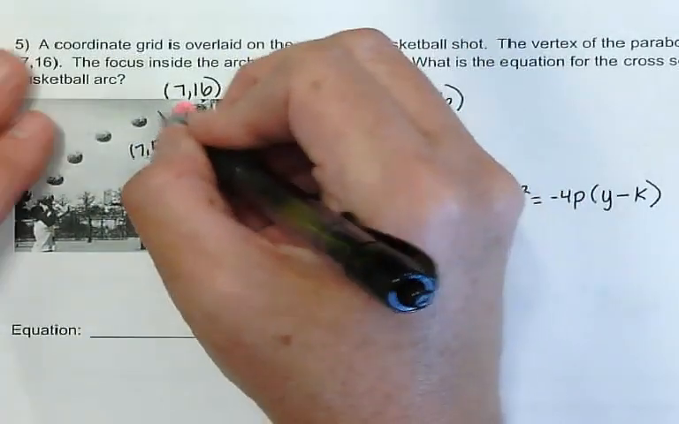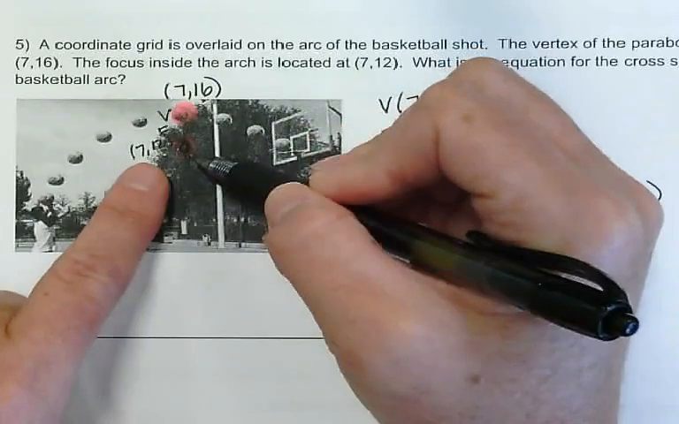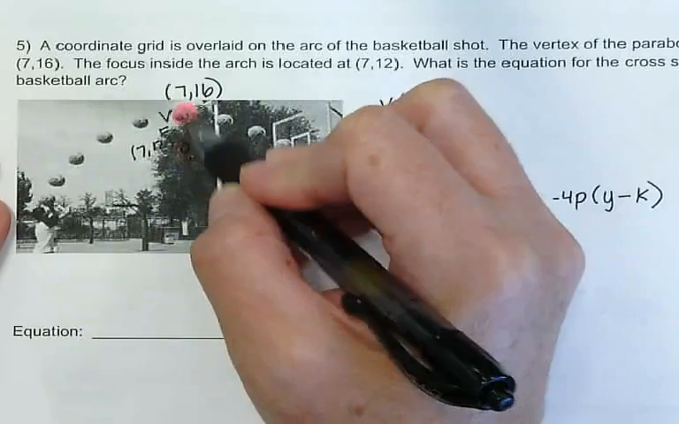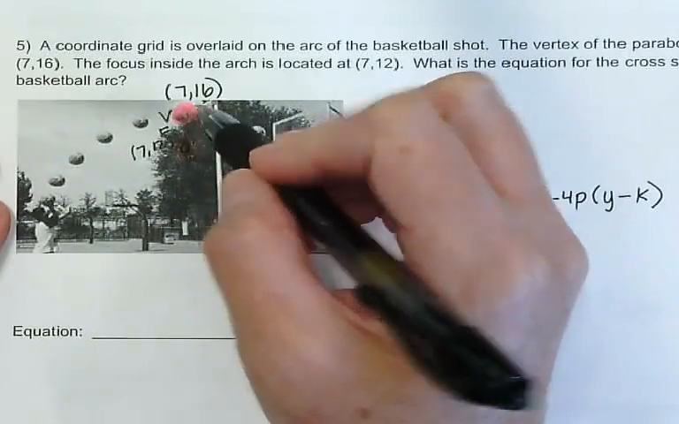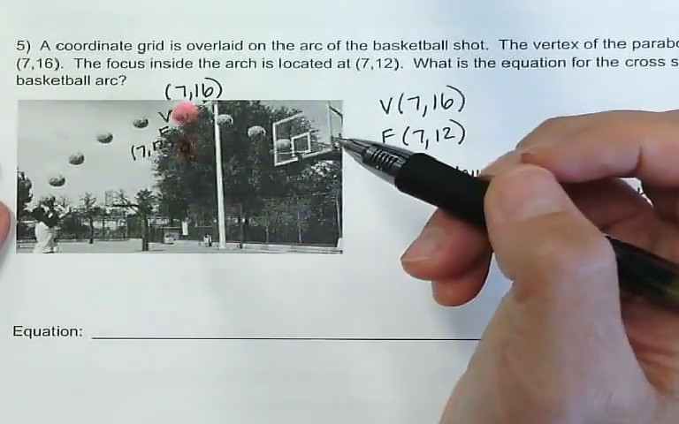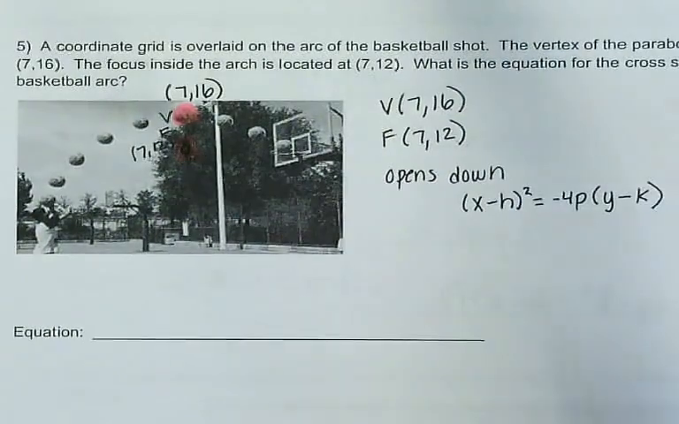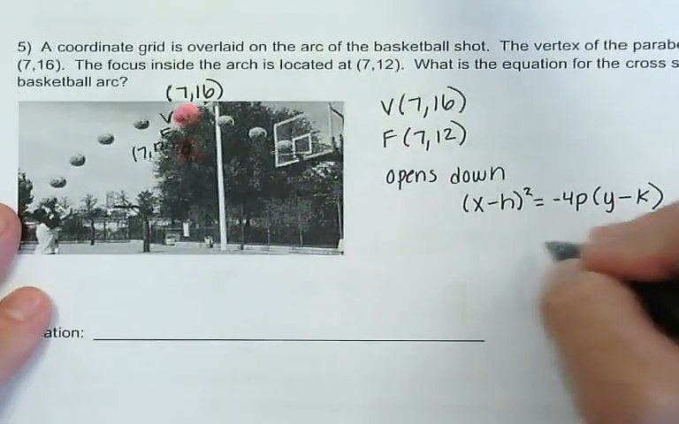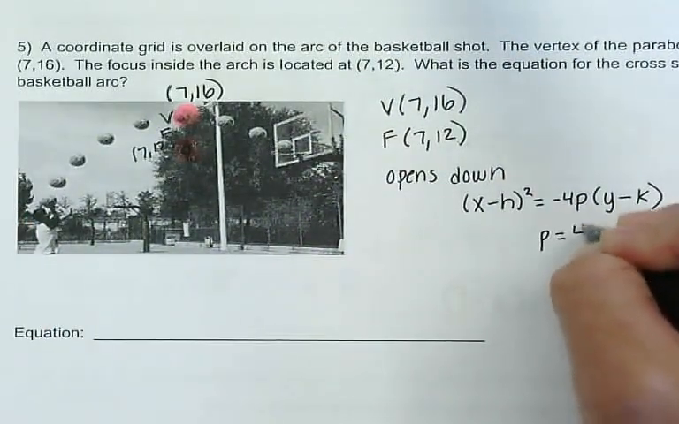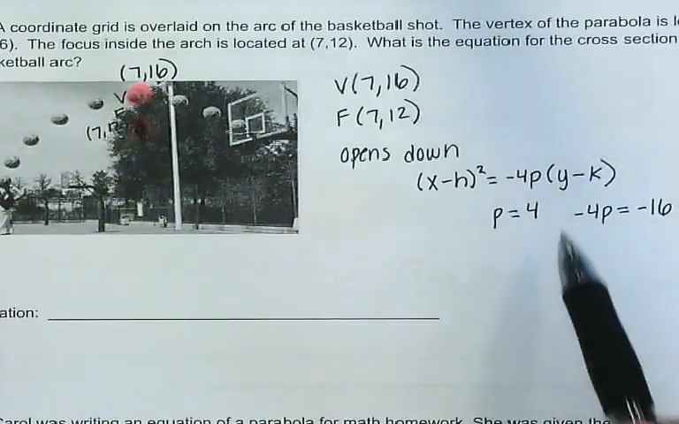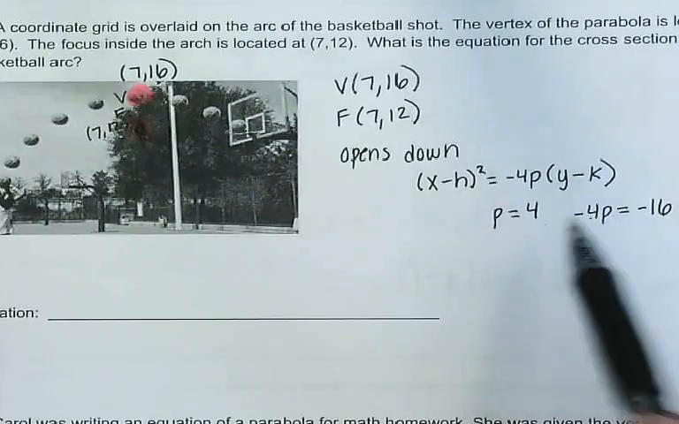So if this is my vertex and this is my focus, what is the distance between your vertex and your focus? 4. You can look here. 16 minus 12 is 4. So that means that p is 4. So a negative 4p would be a negative 16, because negative 4 times 4 is negative 16.